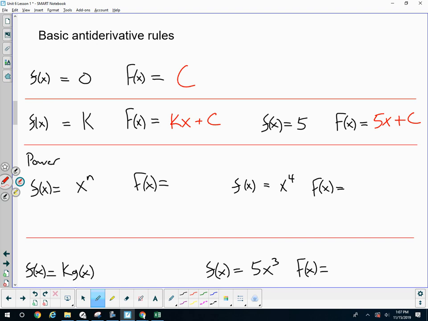Okay, please take the antiderivative of x to the 4th. The antiderivative of x to the 4th. Now, after you take the antiderivative of x to the 4th, see if you can come up with the power rule for an x to the n yourself.